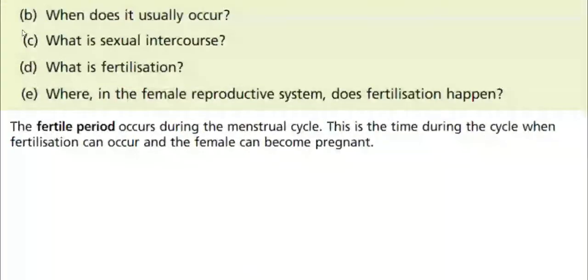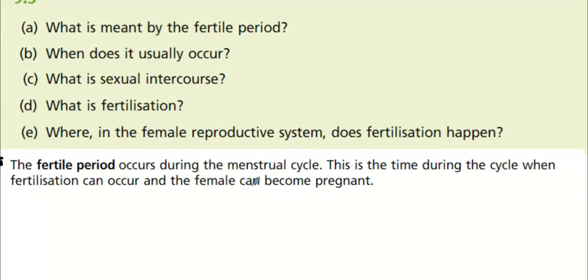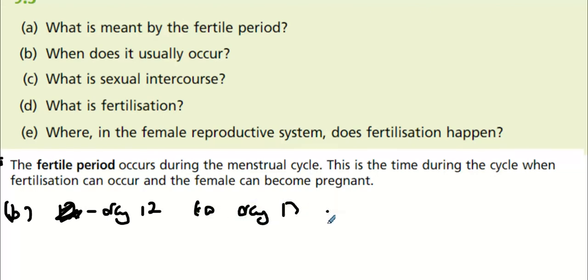Now we've got a couple of questions here. What is meant by the fertile period? Well, here's the answer to part A. The fertile period occurs during the menstrual cycle. This is the time during the cycle when fertilization can occur and a female can become pregnant. When does it usually occur? Day 12 to day 17 of the cycle.